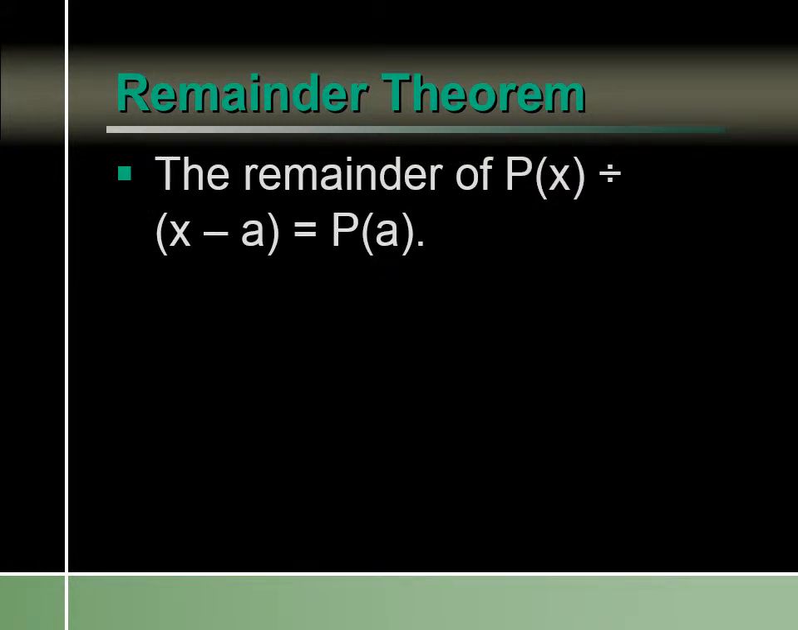Okay, so I want you to know that the remainder of p of x, which stands for your polynomial, so that's your 3x cubed minus 4x squared plus 2x minus 8, that's your p of x, when divided by the factor x minus a. Remember what a factor is, right? A factor is what's being multiplied with other stuff to equal your equation. The remainder is equal to p of a.